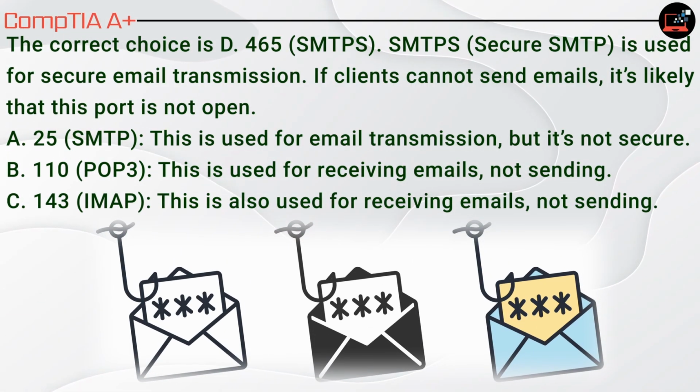The correct choice is D. 465, SMTPS. SMTPS, Secure SMTP, is used for secure email transmission. If clients cannot send emails, it's likely that this port is not open. A. 25, SMTP. This is used for email transmission, but it's not secure. B. 110, POP3. This is used for receiving emails, not sending. C. 143, IMAP. This is also used for receiving emails, not sending.